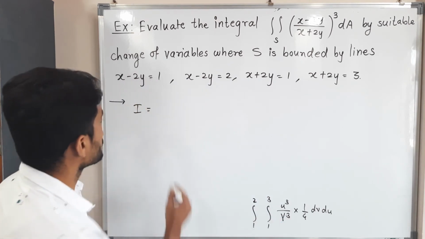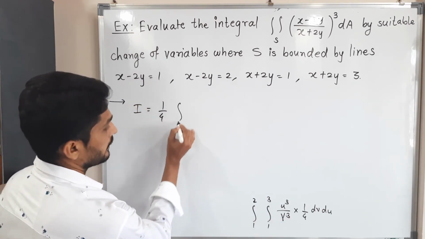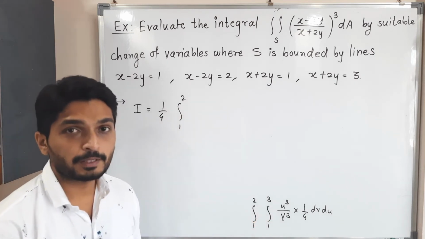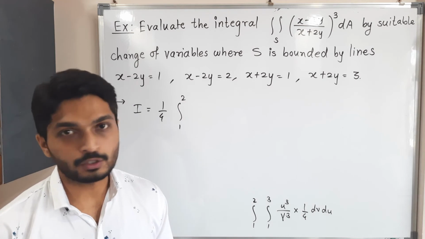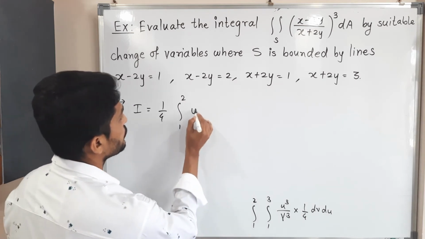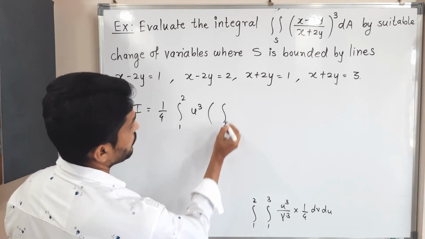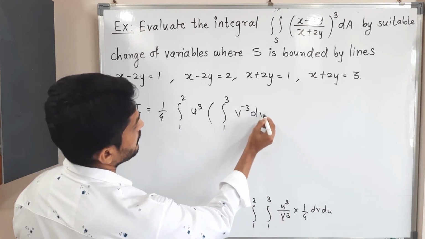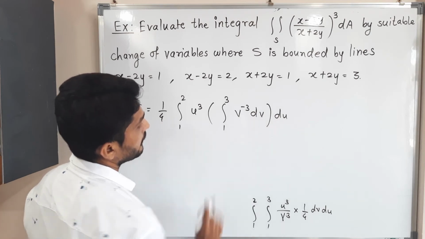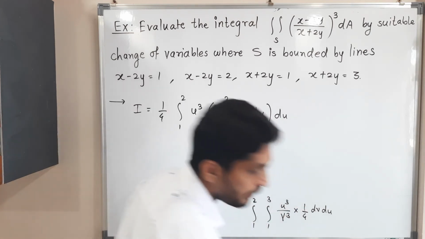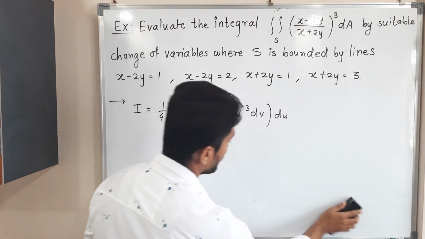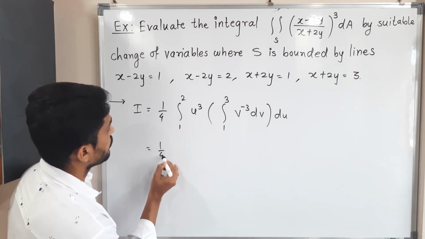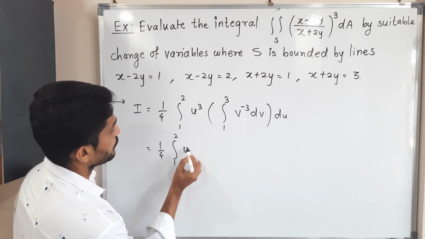1 by 4 is constant, so let us take it outside. Integration 1 to 2. See, we are integrating with respect to v first, so u cube is constant. I will take it outside the integration, u cube. Next, integration 1 to 3, 1 upon v cube, that means v raised to minus 3 dv and then du. So this integral is not required, so let me remove it. It is removed now. So this is equal to 1 by 4 integration 1 to 2 u cube.